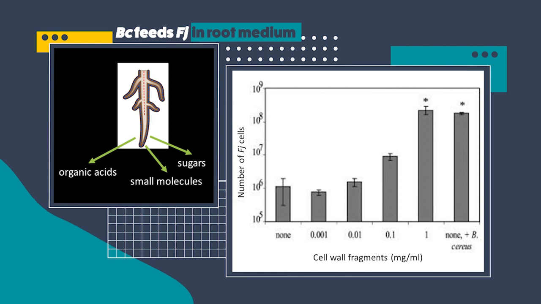So in the graph on the right, on the vertical y-axis, what we're looking at is the number of FJ cells. And on the horizontal x-axis, we have different concentrations of cell wall fragments. BC will actually shed parts of its cell wall into the medium, and this is what feeds FJ. So you can see that as we get higher concentrations of cell wall fragments, or on the rightmost bar, if we simply add BC, then FJ is suddenly able to grow in this medium, indicating that it's the cell wall fragments that are feeding FJ in this medium.